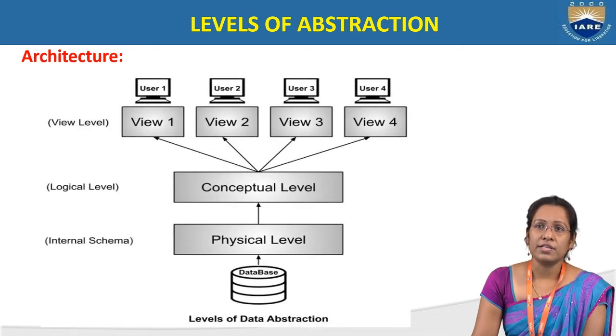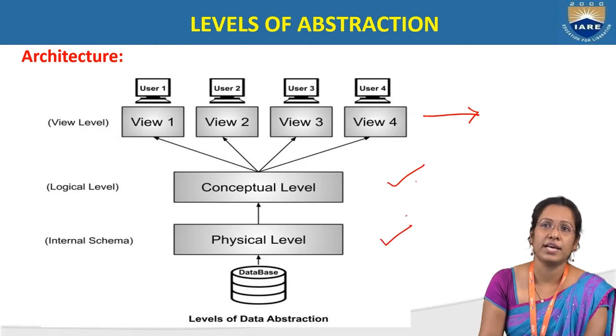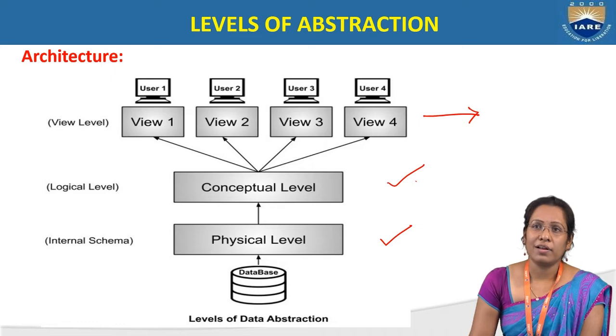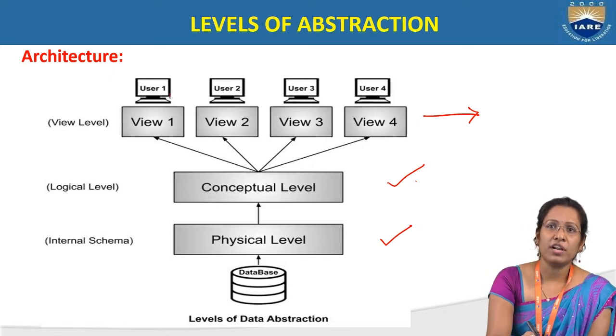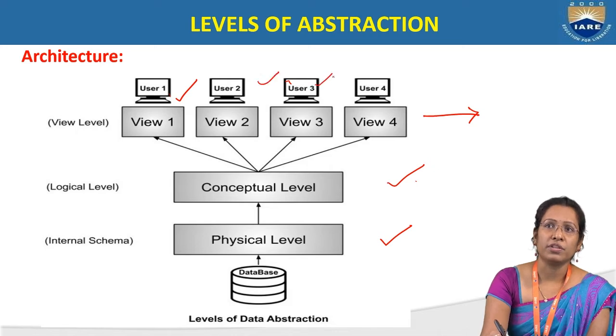These levels of abstraction are categorized into three types. The first one is called the view level, the second is called the conceptual level, and the third is called the physical level. Coming to the view level, in the total levels of abstraction, the view levels can be view 1, view 2, view 3 and view 4.